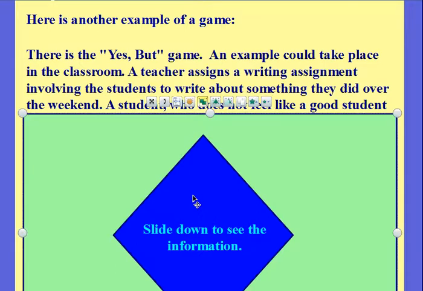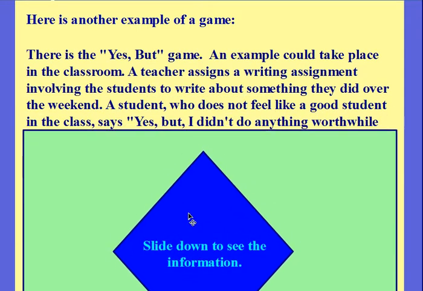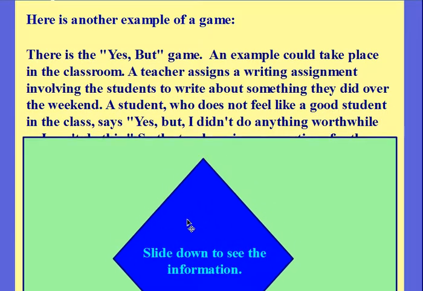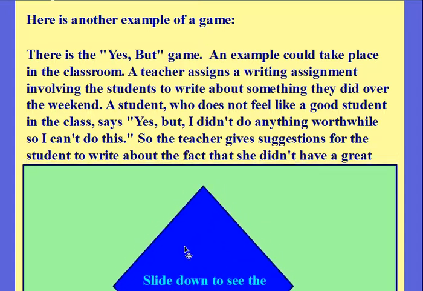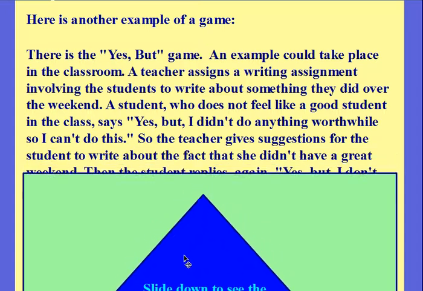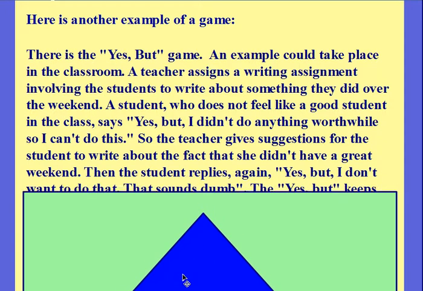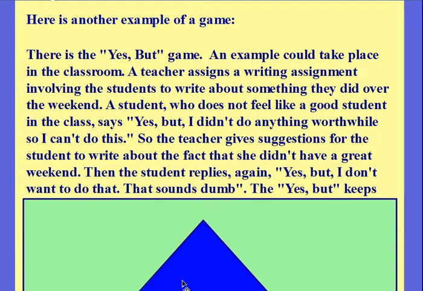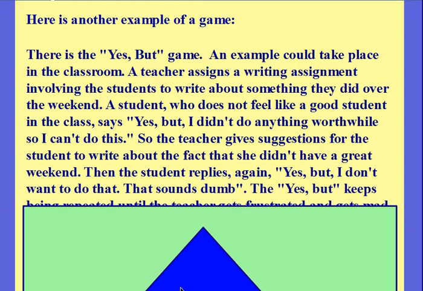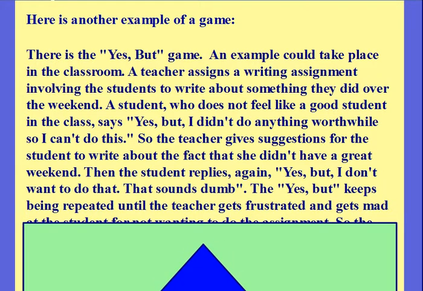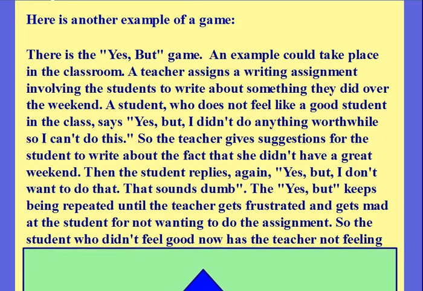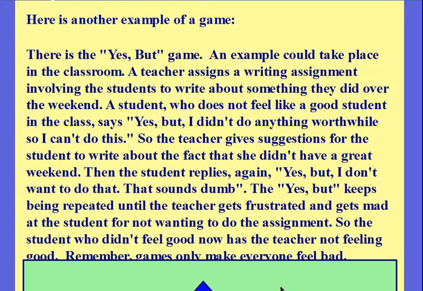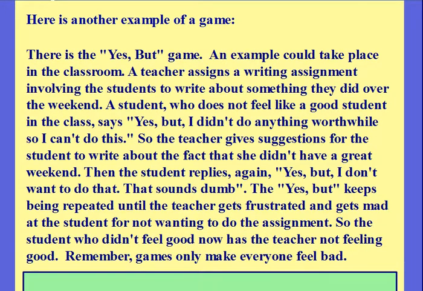So a student who does not feel good about himself will say, "Yes, but I didn't do anything worthwhile, so I can't do this." So the teacher gives suggestions for the student to write about the fact that she didn't have a great weekend. Then the student replies again, "Yes, but I don't want to do that. That sounds dumb." And the yes but keeps being repeated until the teacher gets frustrated and mad, and the student doesn't want to do the assignment anyway, so the teacher gets mad and might say something like, "Well, then just get an F," and the student makes the teacher mad.